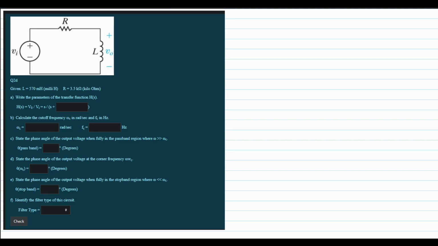This is another practice exam problem we're going to be looking at. We have this RL circuit, and first we're going to look at part F, where it's asking us to identify the filter type of the circuit. We're going to use the node voltage method to write the transfer function of this in a second, but we'll come back to that after we know the filter type.